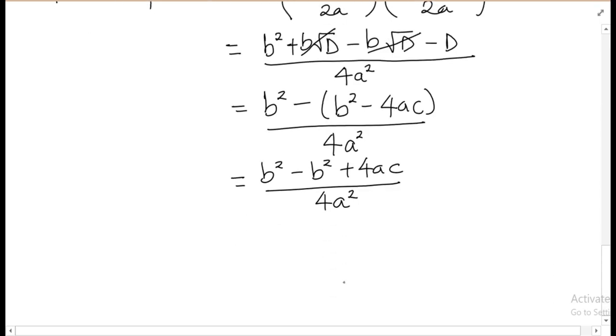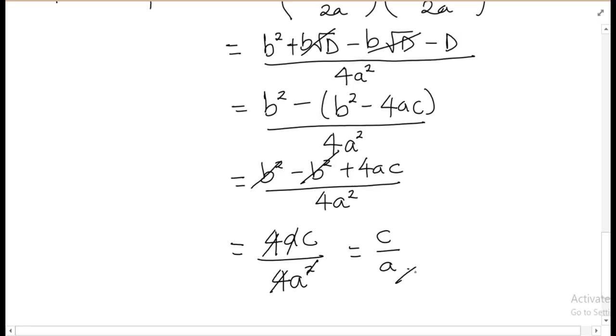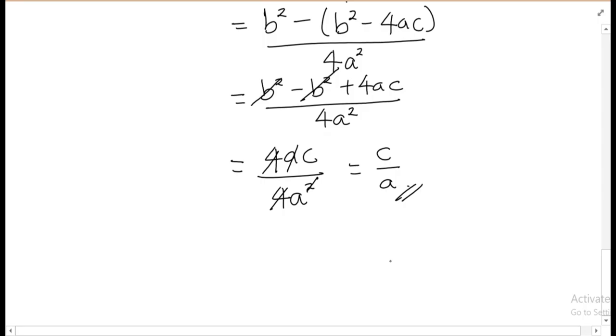Okay, so from this, b squared minus b squared is 0. We are left with 4ac all over 4a squared. So a and a divide, 4 and 4 divide, so we are left with c all over a. So of course c all over a is the product of roots of a quadratic equation. Alright, so for now that's it.